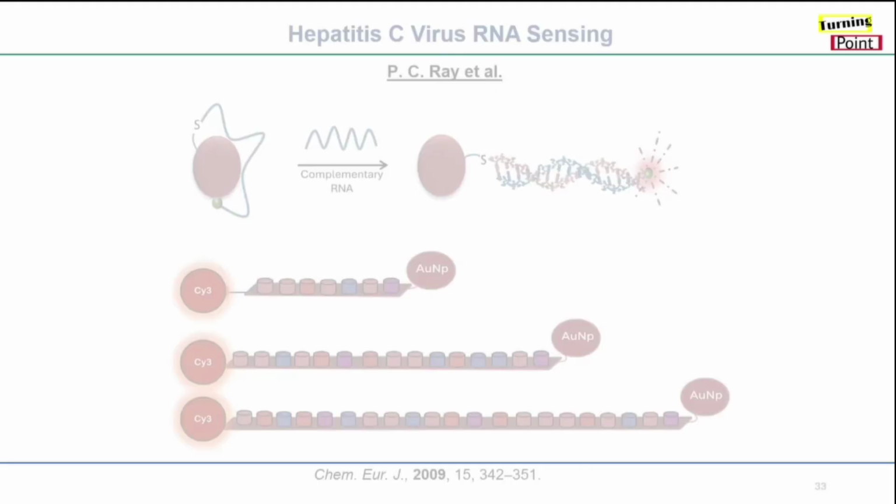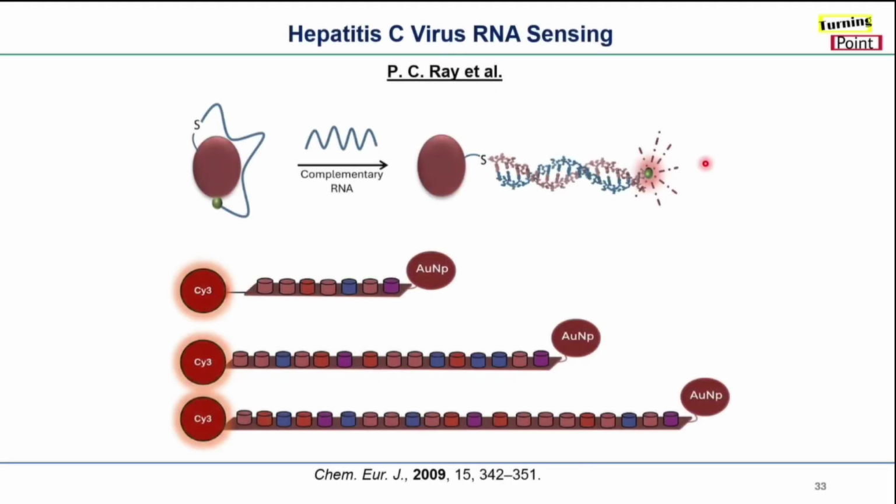And one more group, using this nanosurface energy transfer, developed hepatitis C virus sensing using complementary RNA and DNAs. Initially, they used DNA with a Cy3 dye and a nanoparticle. Initially it is in the off state, but when it finds its complementary DNA, it will bind to the DNA, and as a consequence the distance is increasing and the fluorescence will recover. So these are the applications.